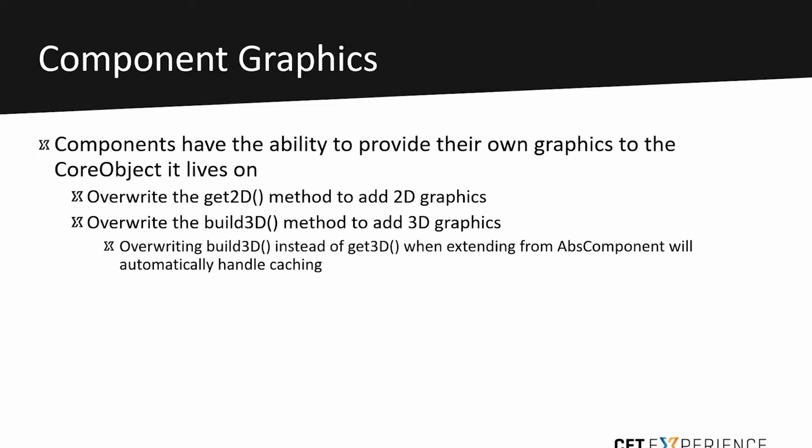And then for 3D, I actually recommend overriding the build 3D method. So build 3D is specific to abstract component. It's written into abstract components. So if you overwrite build 3D, it actually handles your caching for you. So as you'll eventually see, I draw the graphics for this component, but I don't cache it like I normally would with other snappers. And that's because I overwrote build 3D. Abstract component's get 3D method actually calls build 3D and then caches it for you. So that way you don't have to worry about that. But if you want to handle your own caching for some reason, or you extend it directly from component instead of abstract component, you'll want to overwrite get 3D then.